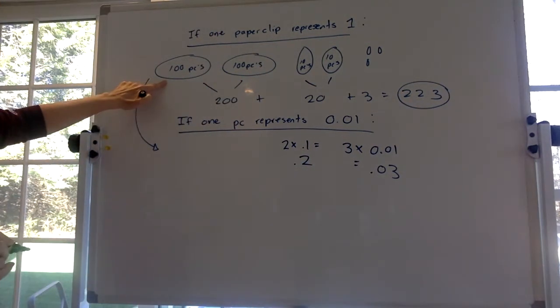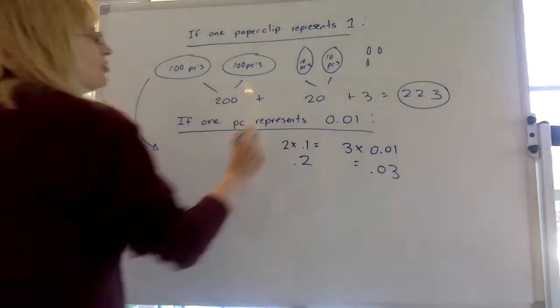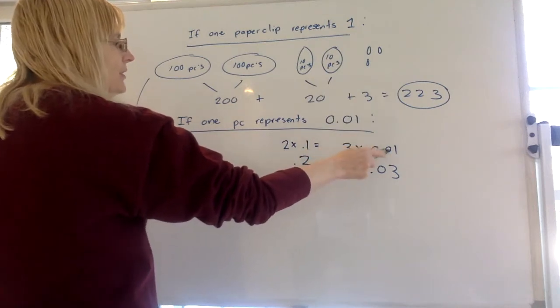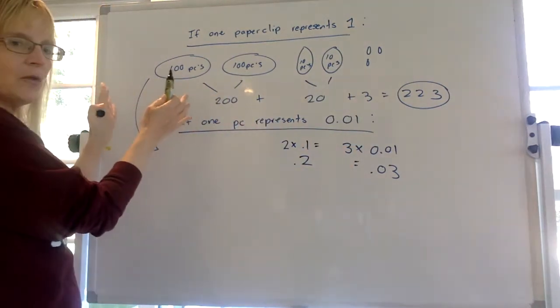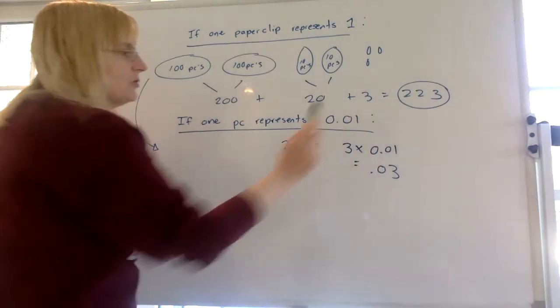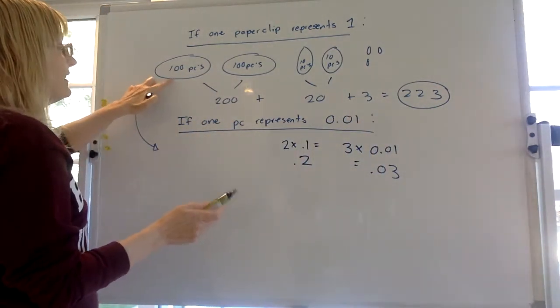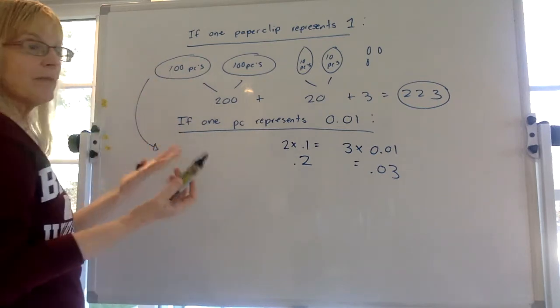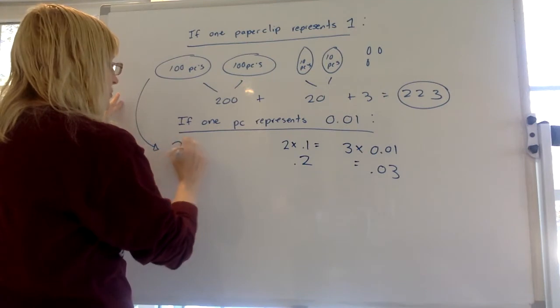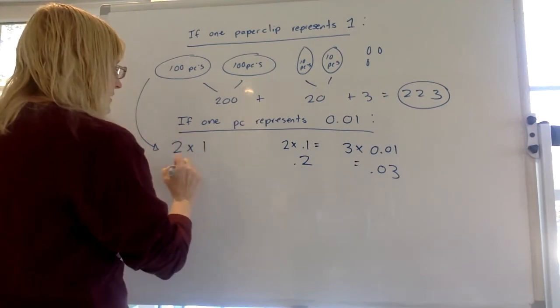All right, then we look at the groups of 100. So let's see, if each paper clip represents 0.01, and you put 100 of these 0.01s together, so 100 times 0.01, you move the decimal point 2 over. So each one of these groups of hundreds represent just a 1, right? So we have 2 times 1 equals 2.